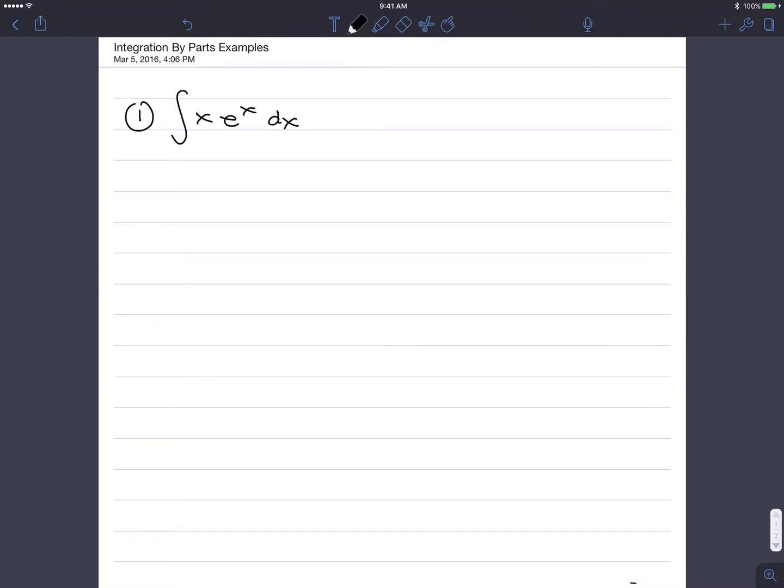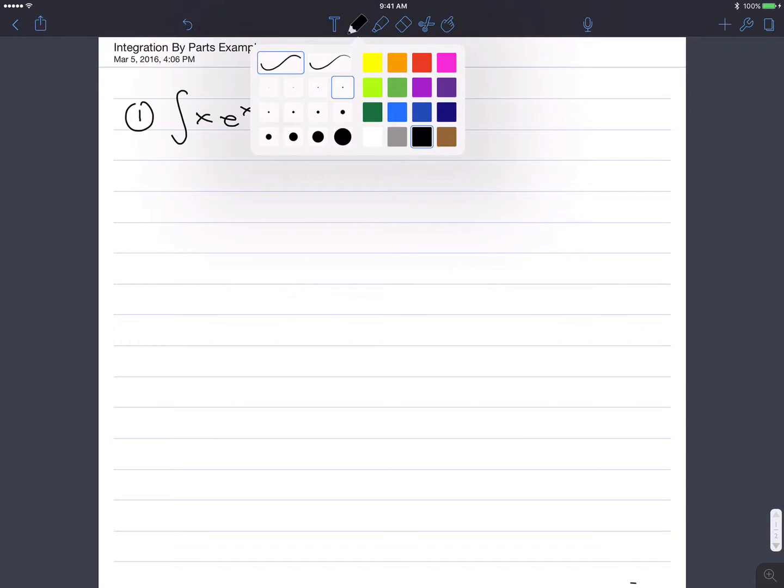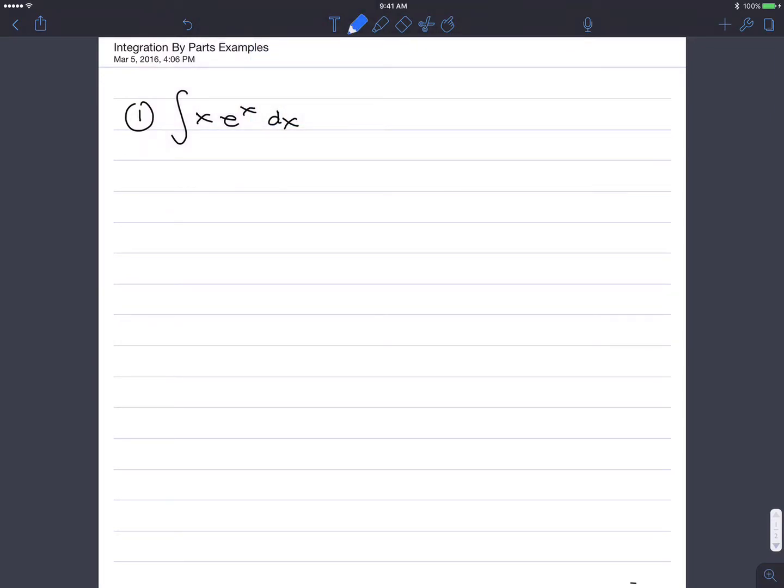Okay, here are some integration by parts examples I said that I would get up. Remember, with integration by parts, we're going to use this form: any integral of the form integral of u dv can be written as uv minus integral v du. So what we're going to have to do is identify primarily what u is going to be.